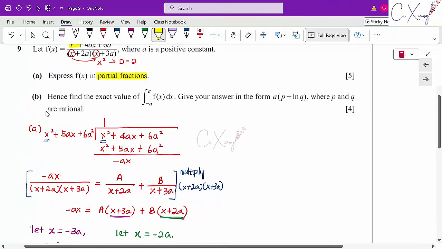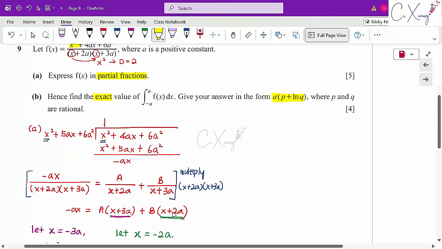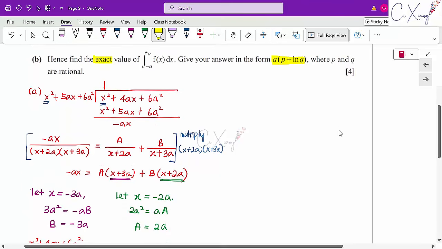Right, so for part B, hence find the exact value. Please highlight the keyword exact. Your final answer should be in the surd form or ln or pi or whatever. For this particular integration, give your answer in this form: a plus ln q, where p and q are rational. So p and q rational means that they are rational numbers. It can be a fraction, can be an integer, but it cannot be a decimal number. Alright, so let's start.